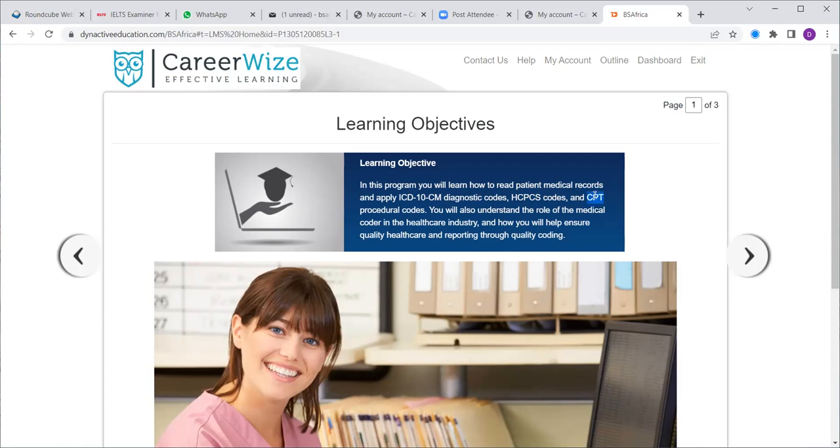Then we have CPT codes. CPT, current procedural terminology, these are codes for surgical procedures. Every surgical procedure on this planet Earth that can be performed on human beings has been coded. Wow. Over 130,000 codes. ICD codes are codes for every possible disease you can think of on this planet Earth, anywhere in the world.